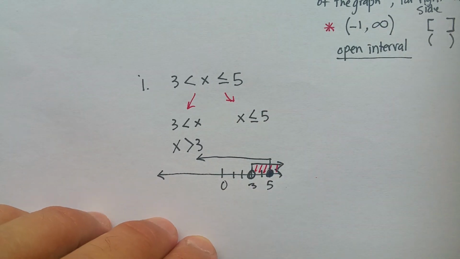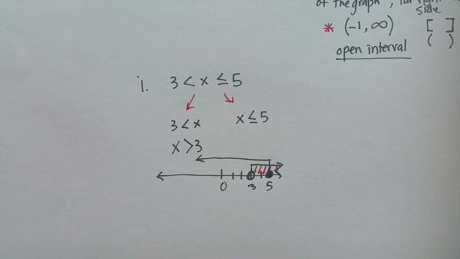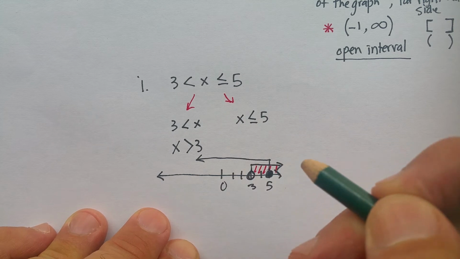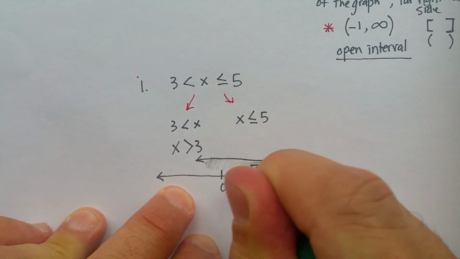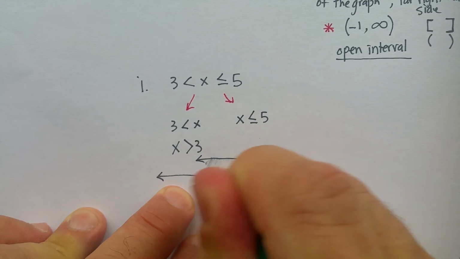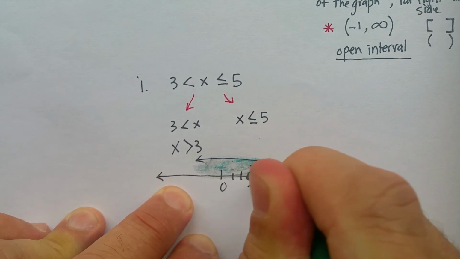Now I should probably just use a slightly different color here, but give me 1 second. And if I were to graph just that part here, it would look like that. Okay? There we go.